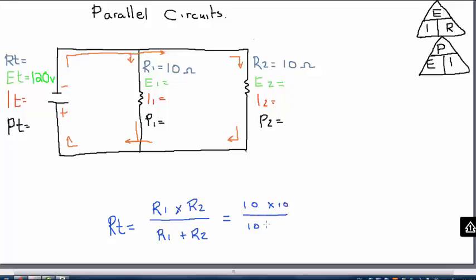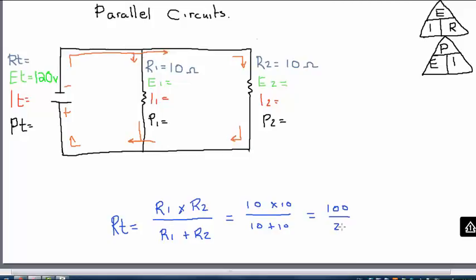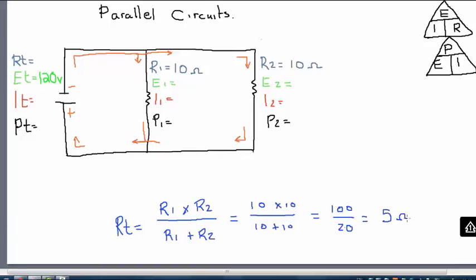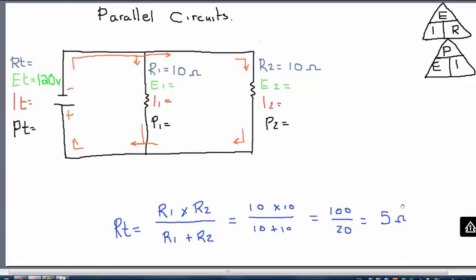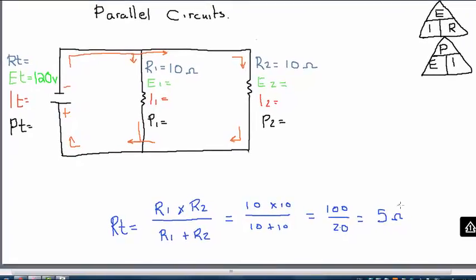So if we input those values, we'd have 10 times 10 over 10 plus 10. So of course, 10 times 10 is 100, and 10 plus 10 is 20. So we've got 100 divided by 20, which is 5 ohms of resistance.